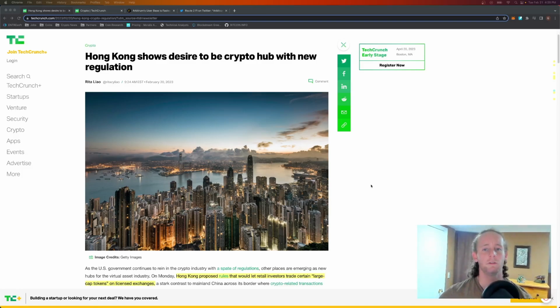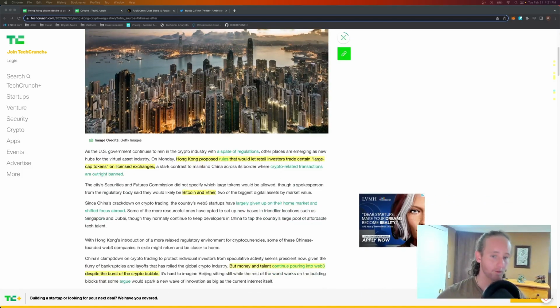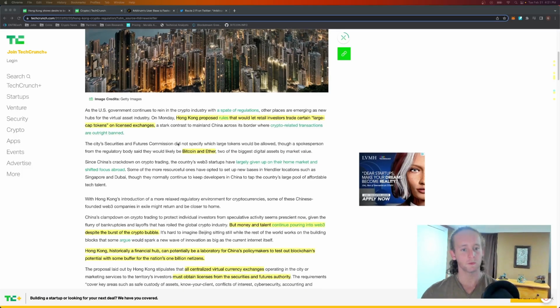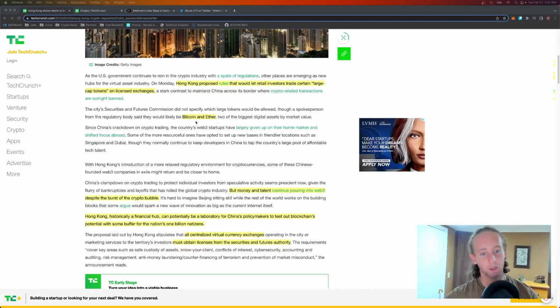So first things first, you may take this as good news or bad news, depending on the way you see it. If you're a complete degenerate, this is definitely bad news, but Hong Kong's coming in with some regulations. It brought out some rules to let retail investors trade certain large cap tokens on exchanges. So of course, this is gonna be Bitcoin and ETH, maybe some other coins. I doubt there's gonna be many stable coins just because of this CBDC push recently, but we'll see what they got in store.